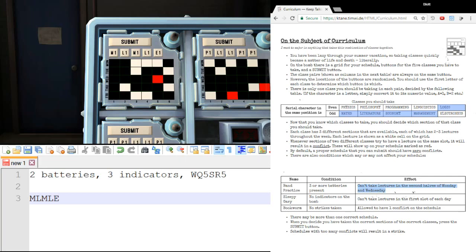You have Sleepy Gary, which is when you have no indicators. In that case, you just can't take a lecture in the first slot, period. So this whole section here must be black, which it is in our case. And third is Bookworm. This is the good one.